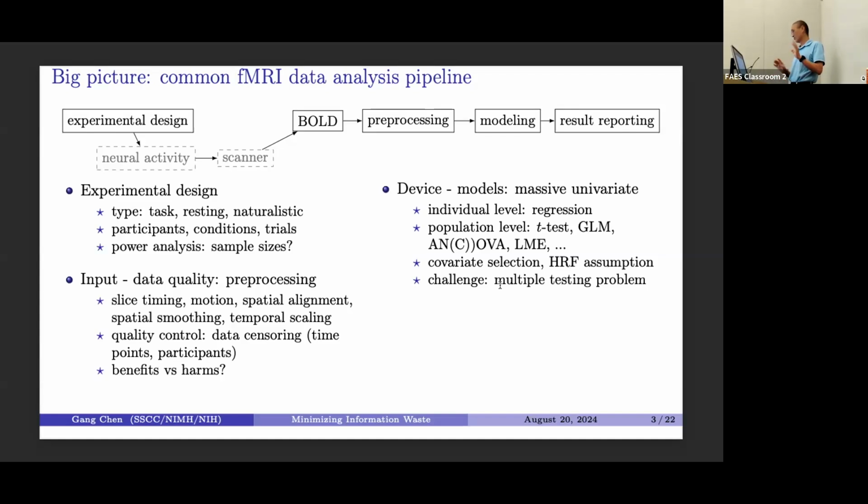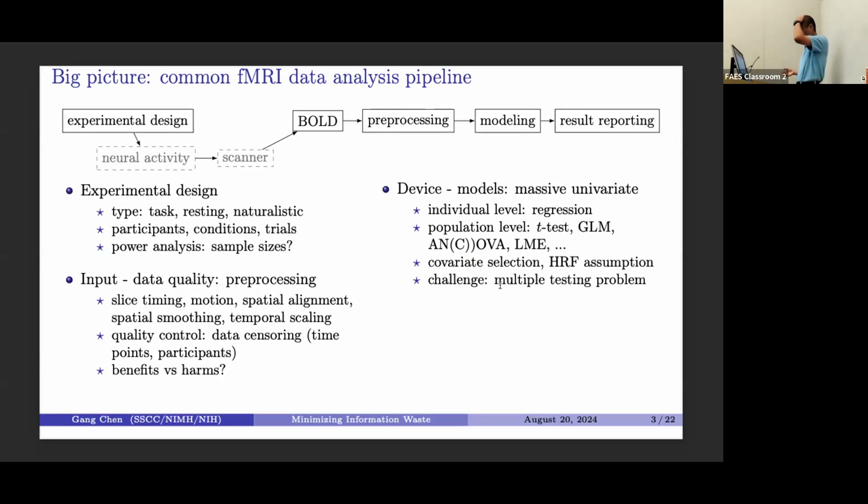For that kind of model, there are different ways, depending on how simple or how complex your experiment design is. You can maybe do a simple t-test, or use a general linear model, or ANOVA, ANCOVA, or even a linear mixed effects model, depending on how complicated the experiment design is.